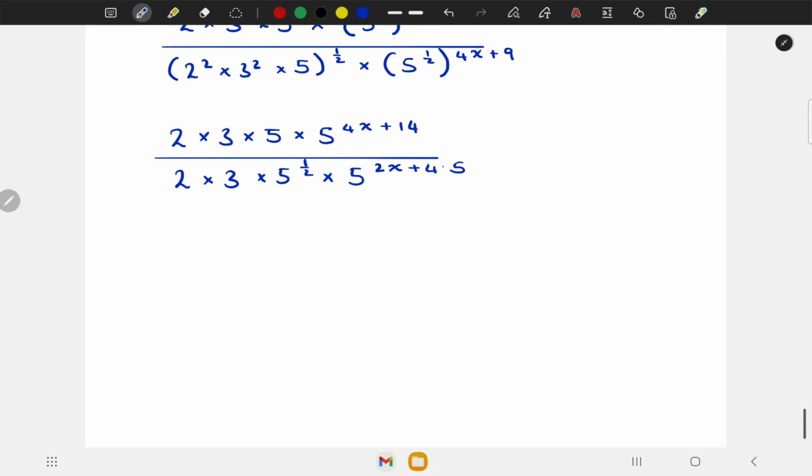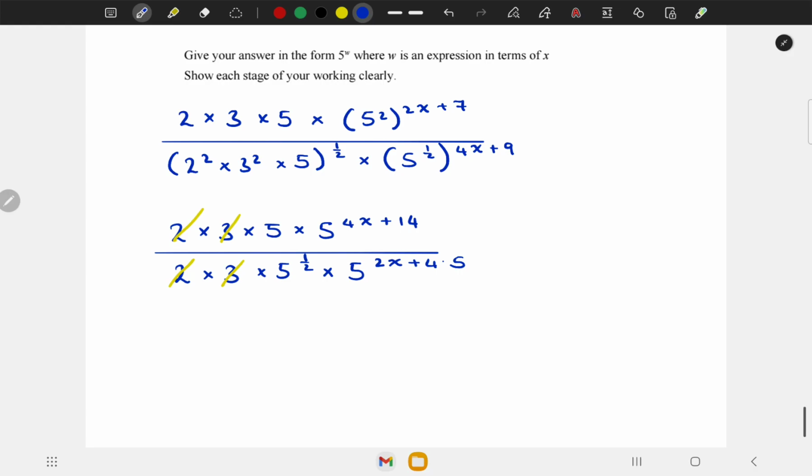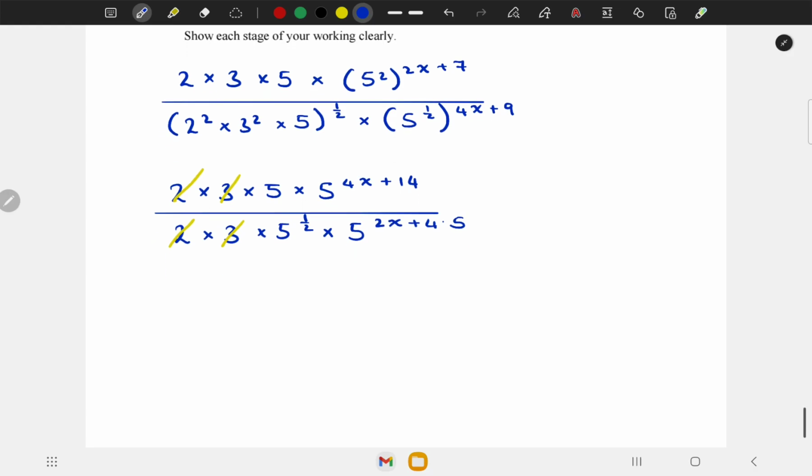Okay. Now I can decide to clean this up a little bit by cancelling out the 2's, they're common, cancelling out the 3's, they're common. So you already see that it is coming together because we had to express it in the form 5 to the power w. So I'm now going to work on my numerator. This is the power 1. Because I am multiplying, remember we are adding our powers. When I add my powers, I'll be left with 4x plus 15. And I do the same thing for my denominator. I will have 5 power 2x plus 5.